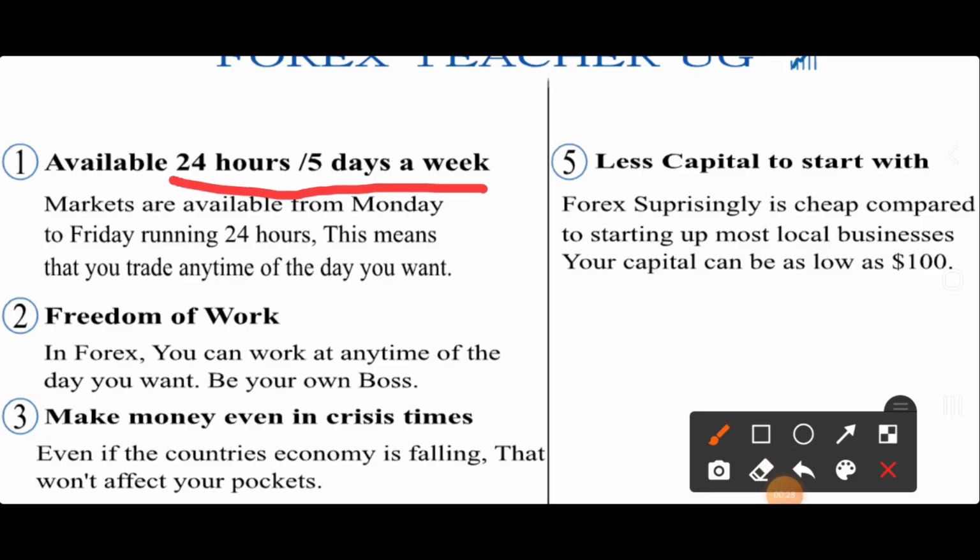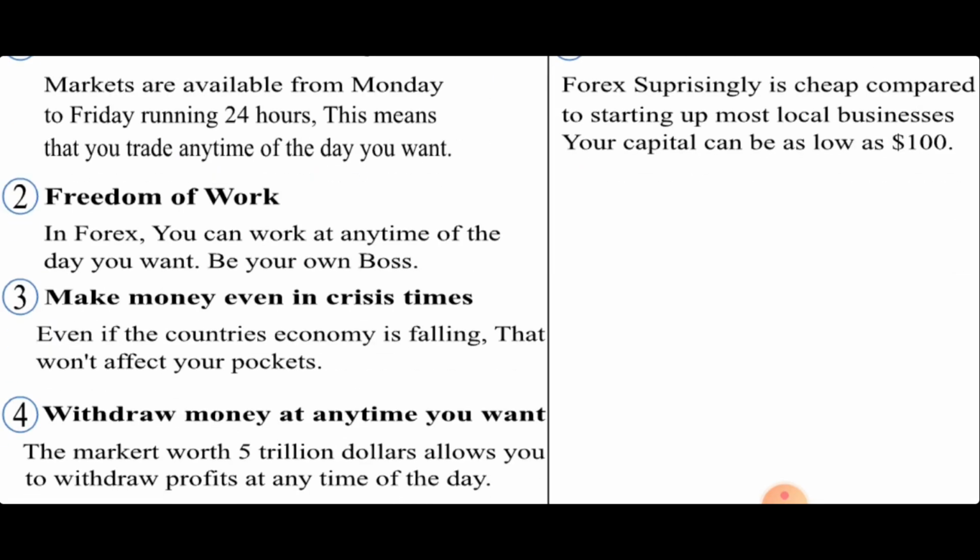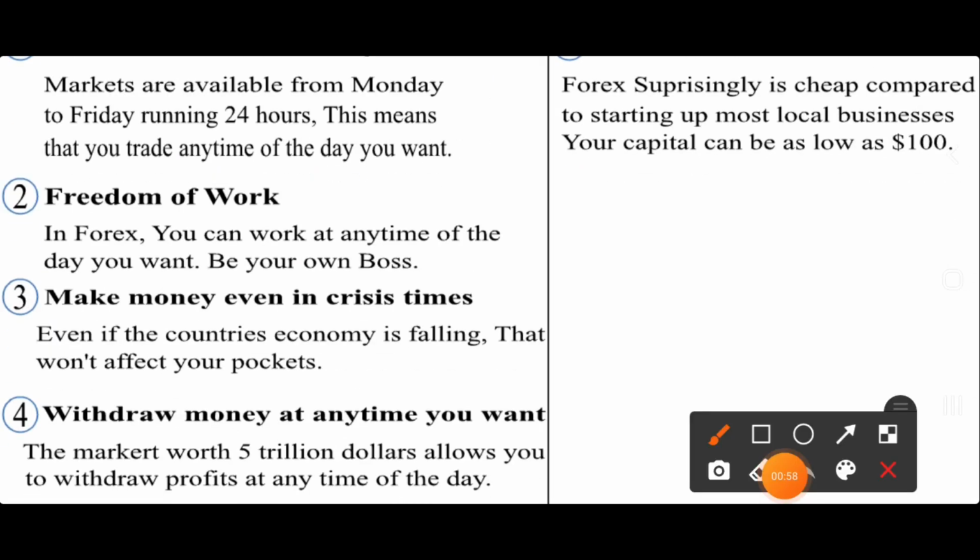So that means markets are available from Monday to Friday, running 24 hours. This means you can trade any time of the day you want. So you can trade on a Monday, or if you're busy on a Monday, you can trade on a Tuesday or Wednesday, even skip a day if you're busy and trade on a Friday. But remember, there are 5 days, so that means 2 days are off, and that is the weekend. Saturday and Sunday we don't trade at the markets. It's always a holiday.